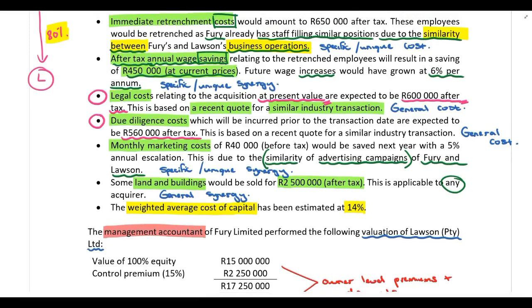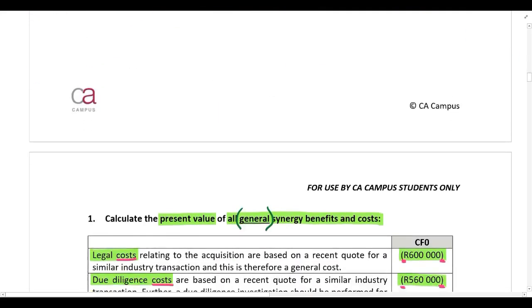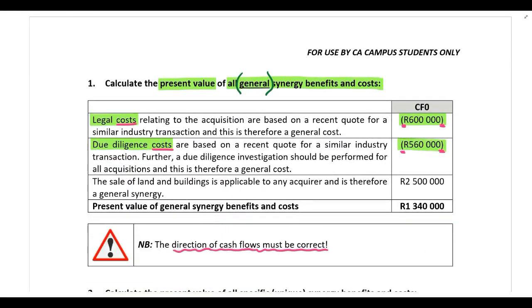Then we had one general synergy, and that related to the land and buildings that would be sold. So some land and buildings would be sold for 2.5 million Rand after tax. Okay, so you're quite lucky here, everything has been given after tax. That would obviously be an inflow. It is a synergy benefit, the sale of land and buildings.